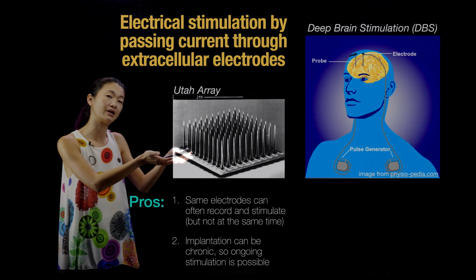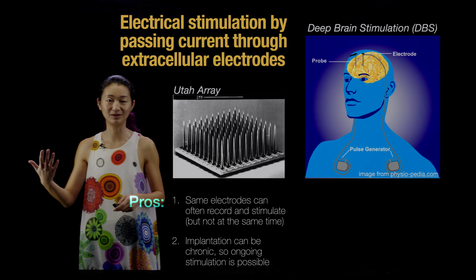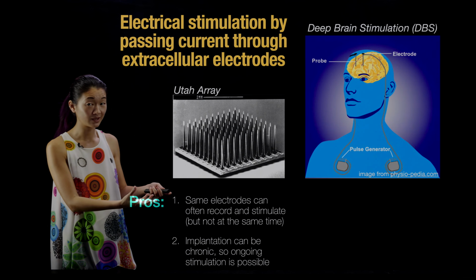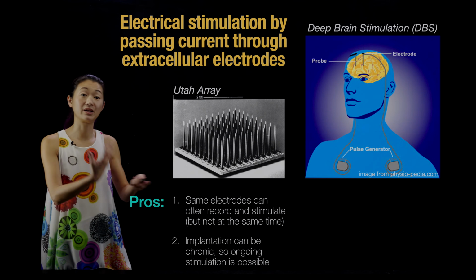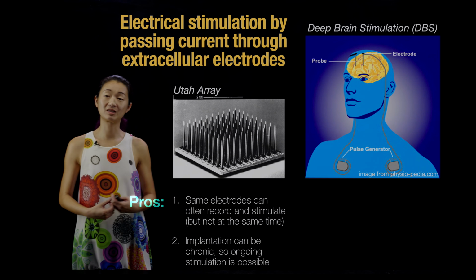So with these Utah arrays and other types of arrays that people have implanted in humans and primates and mice and rats and all of the rest, we can stimulate and manipulate in real time the neural activity of the brain as we are listening to it. These implants can also be chronic, and so ongoing stimulation is possible.